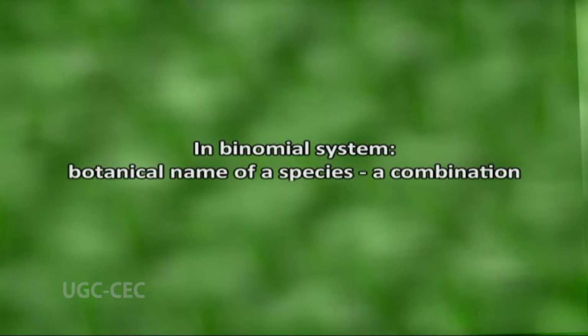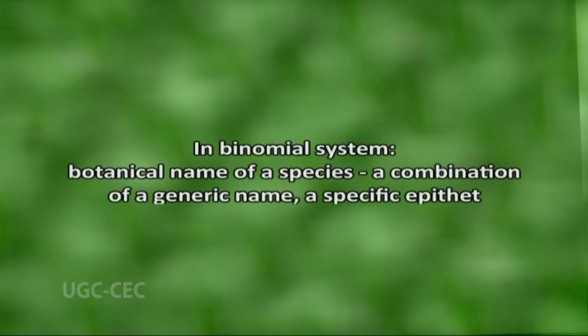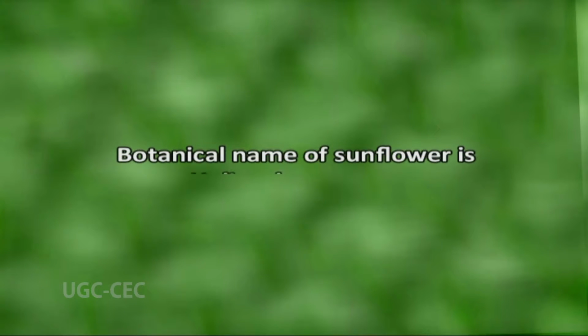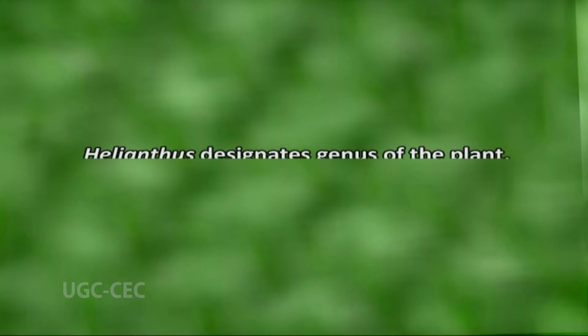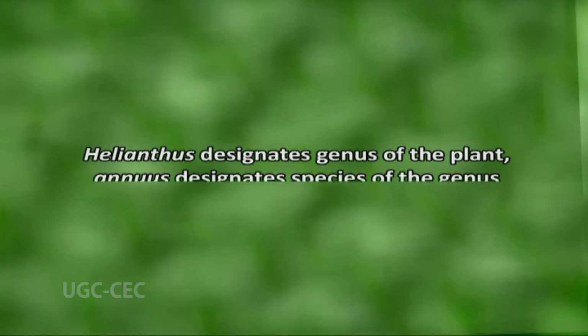Thus, in the binomial system, a botanical name of a species is a combination of a generic name and a specific epithet. As for example, the botanical name of sunflower is Helianthus annuus. The first word Helianthus designates the genus of the plant, while the second word annuus designates the species of the genus.